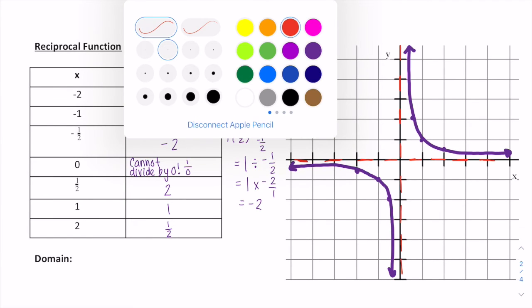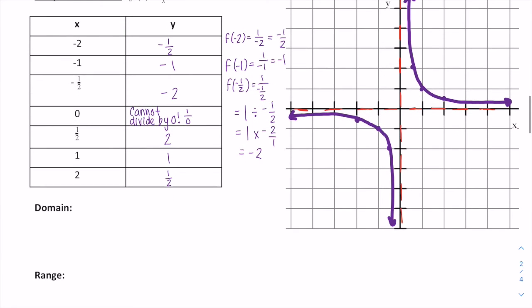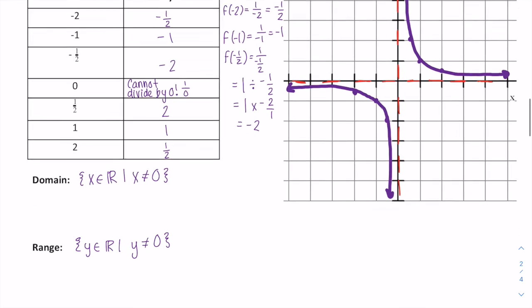Now let's write all of that out as our domain and range. For our domain, x is an element of real numbers because we've connected it with a curved line, but the only thing x can't be is 0 because of that asymptote. Similarly for our range, y is an element of real numbers because I connected my dots with a nice line, but y also cannot equal 0. Let's do our last one.